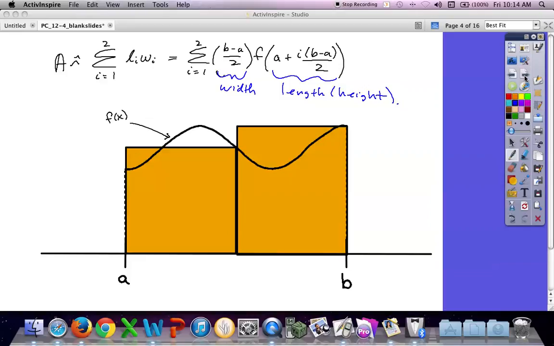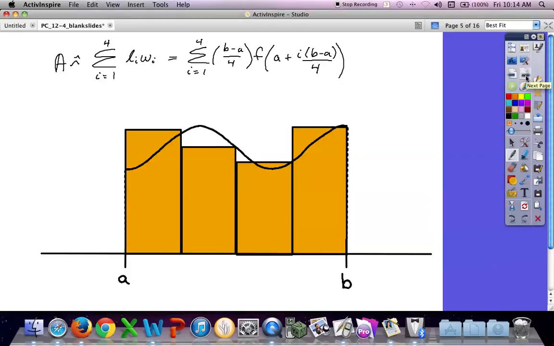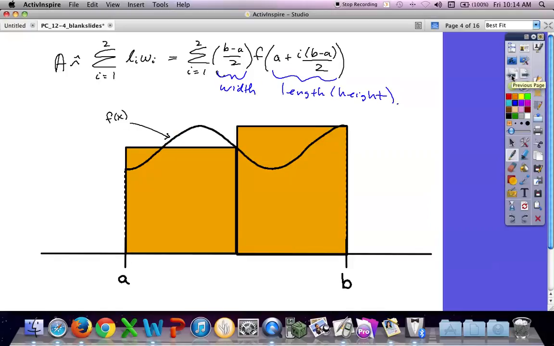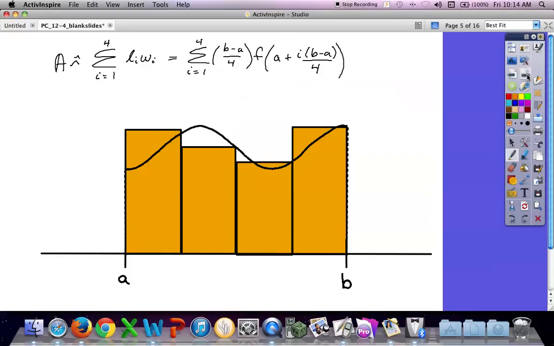Okay, if I go to 4 rectangles, I get a little better. I mean, if you just compare the space that's not under the curve or that's missed under the curve in the two. This was not under the curve. This is missing some space here. All this area here is not under the curve. So that's all going to be inaccuracies, right?